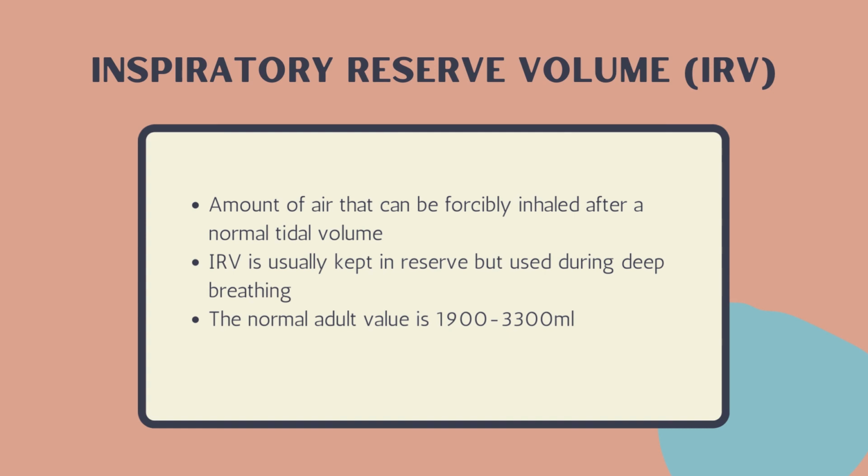Next is inspiratory reserve volume, which is the amount of air that can be forcibly inhaled after a normal tidal volume. IRV is usually kept in reserve but used during deep breathing. The normal adult value is 1900 to 3300 ml.